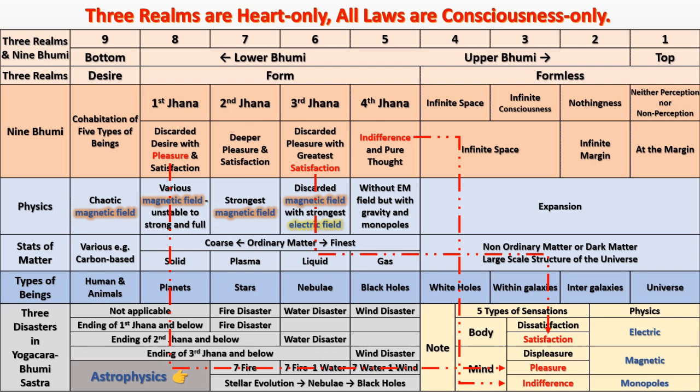There is also a description of three disasters, starting from fire, to water, to wind. There will be 7 fire disasters, followed by 1 water disaster, and after a total of 7 water disasters, which have a total of 49 fire disasters, then followed by a wind disaster. This is what we call stellar evolution today, from stars and nebulae to black hole. Therefore, black holes are definitely conscious beings at the 4th jhana.